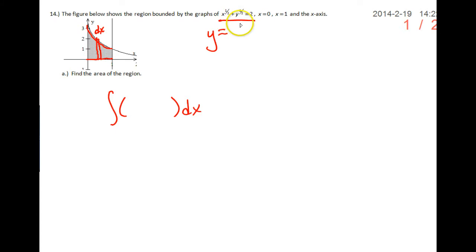So if I solve for y, how would I do that? Well, I would subtract x to the 1/2, and then how do I get rid of the 1/2 power? I square both sides. So 2 minus x to the 1/2 quantity squared is the value of y. So we're going to take the upper boundary of the dx, which is 2 minus x to the 1/2, that quantity squared, minus the lower boundary, which is just the x-axis, or y equals 0.